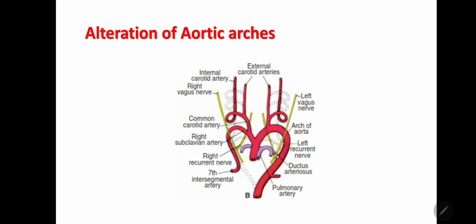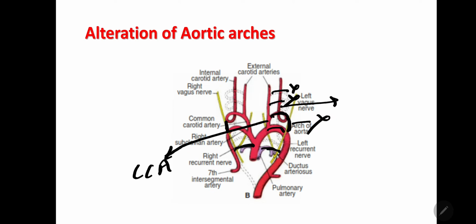Let us see. Initially, how many arches will be there? There is a first arch, second arch, third arch, fourth arch, and sixth arch. What happens? First and second disappear. Then the third remains. Third and fourth are joined by the ductus caroticus. This ductus caroticus disappears. So the third arch forms what here? The third aortic arch forms the common carotid artery and also the internal carotid artery.